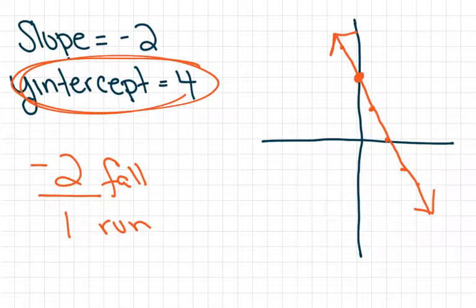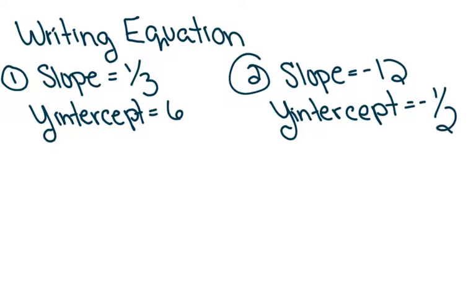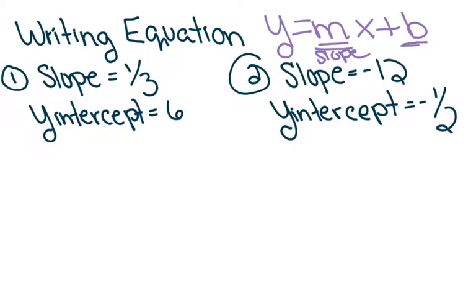All right, let's move on to our next part. Our next part is actually writing equations. So again, I'm going to write y equals mx plus b. And I'm going to remind you that m is your slope and b is your y-intercept. So when they ask you to write equations and they give you the slope and the y-intercept, they're just asking you to put it into the appropriate spots that we have right there.